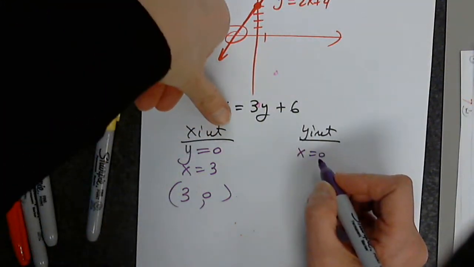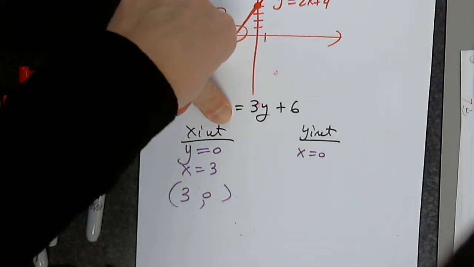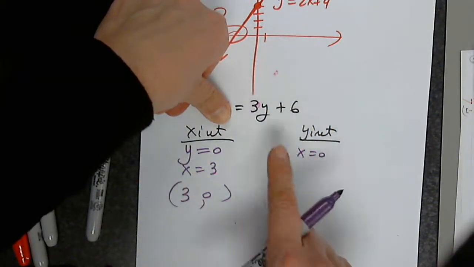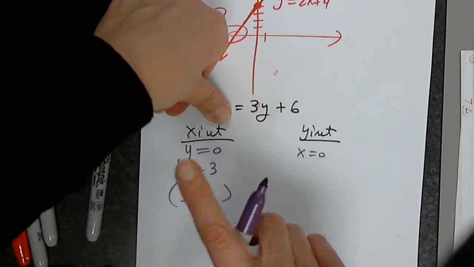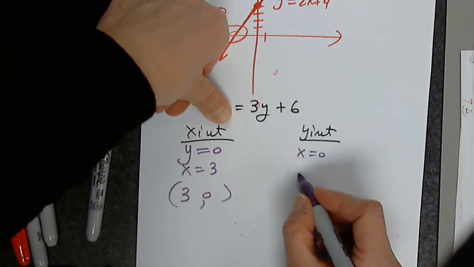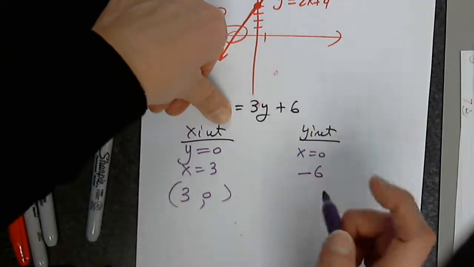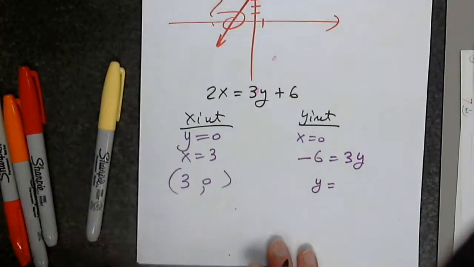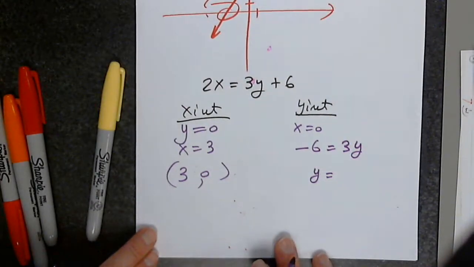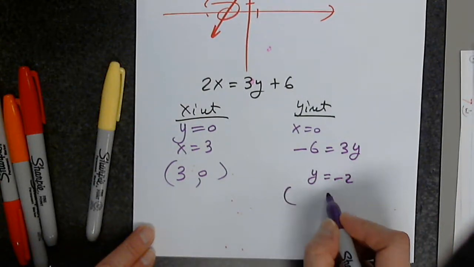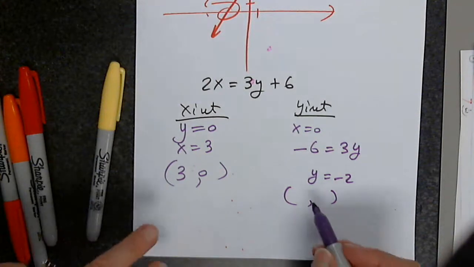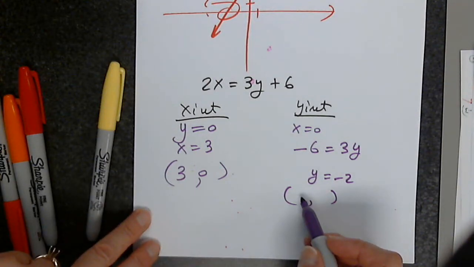How do I determine the y-intercept? Very good. Here it is. I cover it. I move 6 to the other side. What happens when I move 6 to the other side to solve for y? Yes. 6 goes to the other side, becomes negative. So I have 3y, and y equals? You already told me. -2. I need the ordered pair. Zero and -2. Very good.